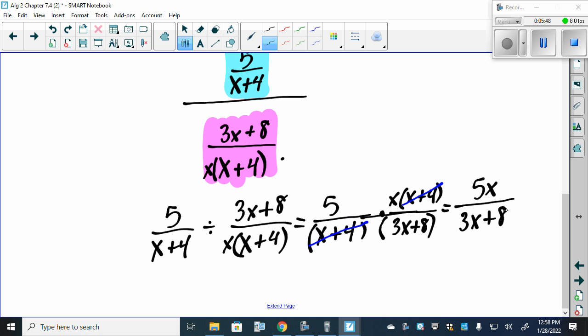Now at this point, we would look at the numerator and denominator and see if we can factor or simplify in any way, shape, or form. Well, 3x and 8 don't have a greatest common factor. 5x is by itself, so that there is the final answer. So our final answer for this problem is 5x over 3x plus 8. And that's our final answer.